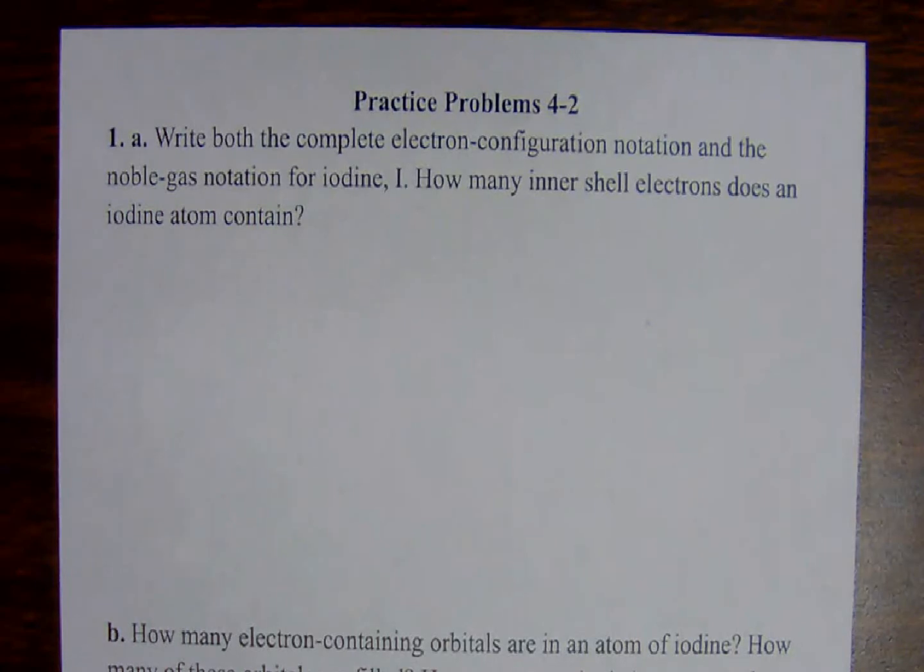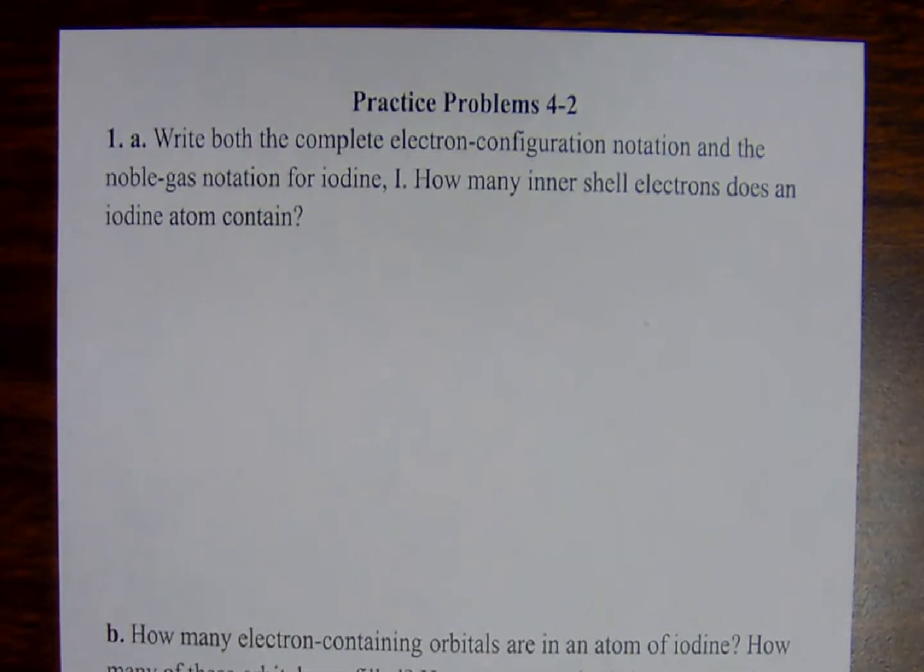All right, moving to the practice problems associated with sample problem 4-2. Start with the very first one. 1A. Write both the complete electron configuration notation and the noble gas notation for iodine, represented by a capital I. How many inner shell electrons does an iodine atom contain?